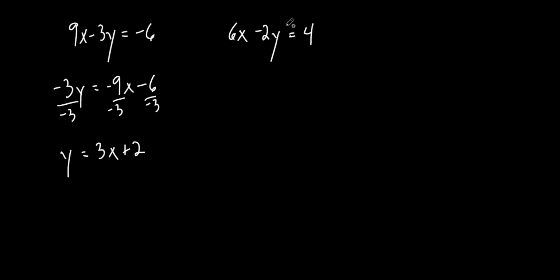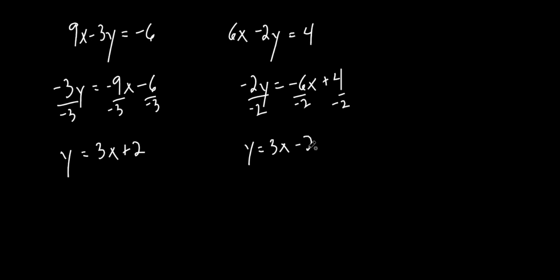All right, let's do this one, and let's compare them after we put them in the slope-intercept form. So the negative 2y is going to stay there. I take the 6x, move it to the other side by subtracting it. Divide both sides by negative 2. And let's see what we get. We get y equals positive 3x, and then this is minus 2.